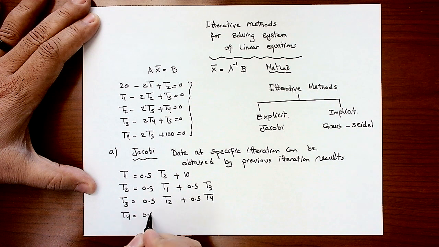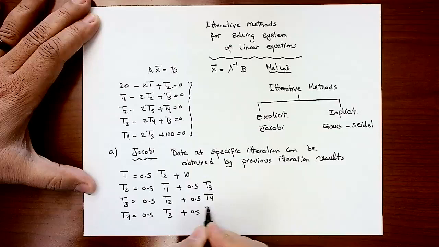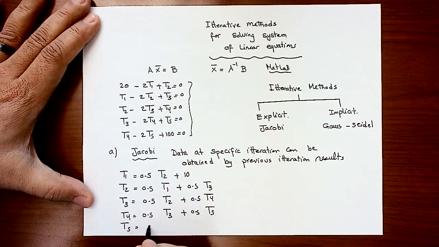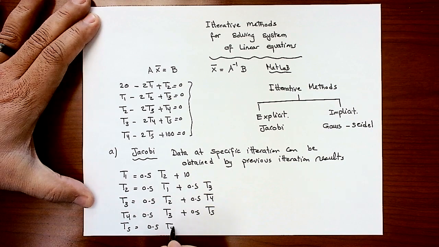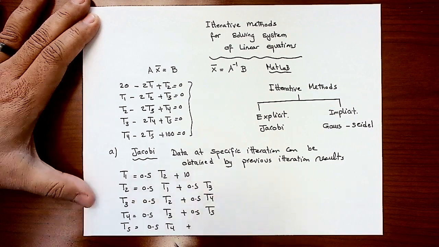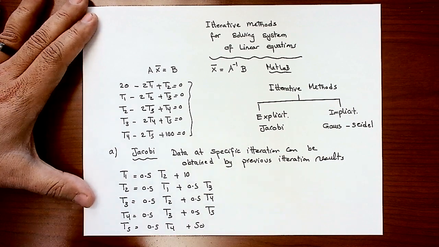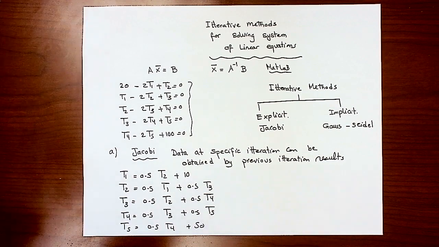I will have 0.5 T3 plus 0.5 of T5. In the last one, I will isolate T5. So I would have 0.5 T4 plus 100 multiplied by 0.5, I will get 50. So this is the new arrangement of the system of linear equations I have.